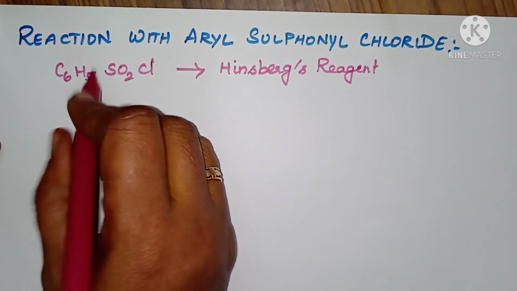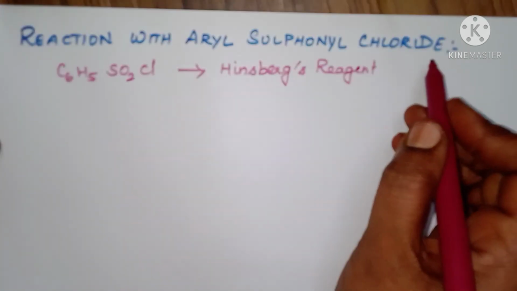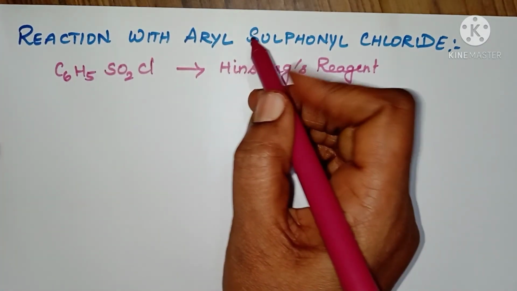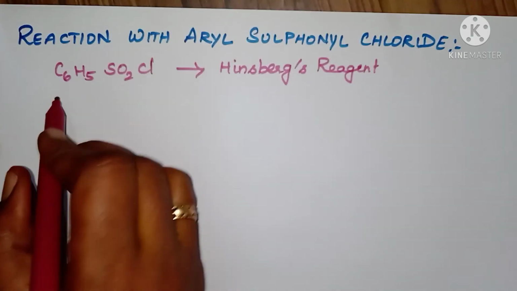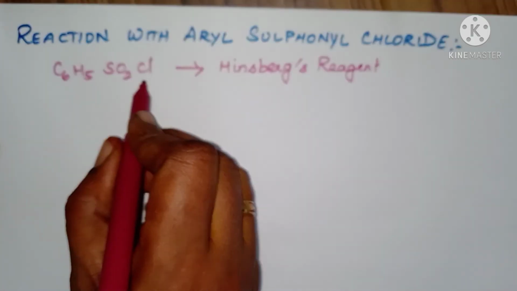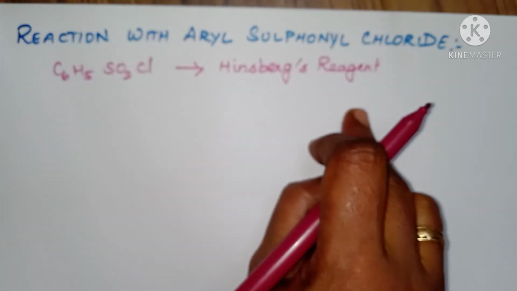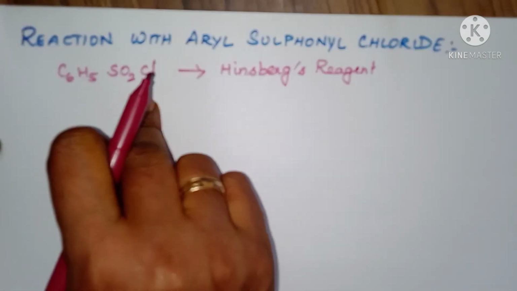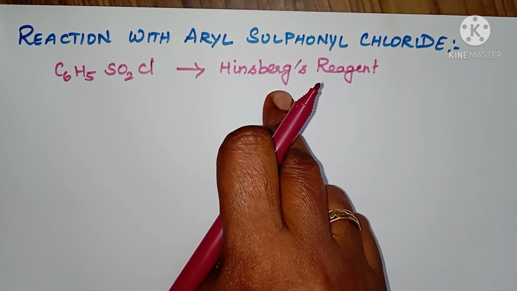Okay, the next reaction is with aryl sulphonyl chloride. Aryl means a benzene compound which is connected to the sulphonyl group, SO2Cl. So, C6H5SO2Cl. This is actually Hinsberg's reagent, also called benzene sulphonyl chloride.